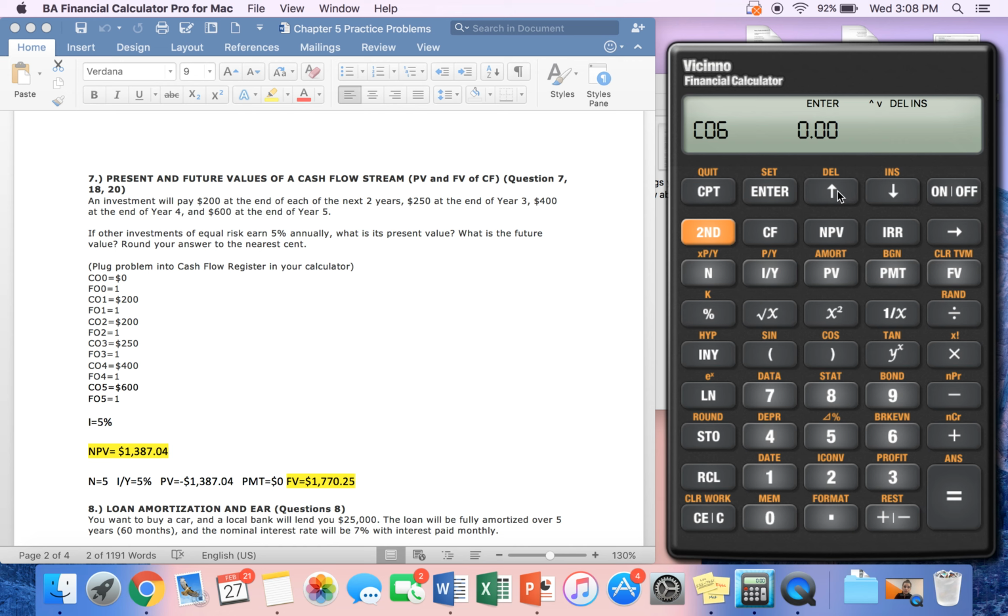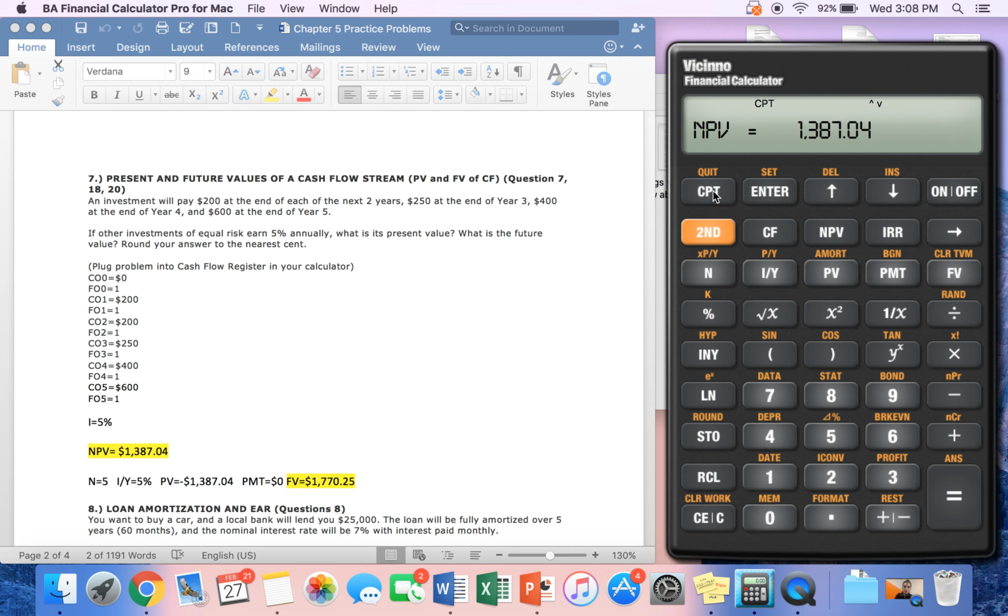So when you get all those entered, you can go back through to make sure that you have everything entered correctly into your calculator. So when you have that done, you're going to press your net present value button, and you're going to go ahead and enter your interest rate. So over here in your Word document, it says that your interest rate is 5%. So you're going to go ahead and plug that in and hit enter. And then you're going to arrow down to your net present value, and you're going to click compute.